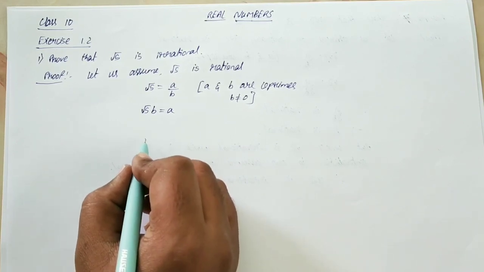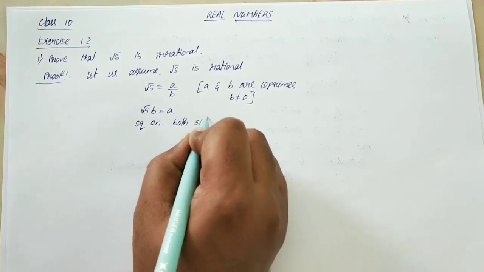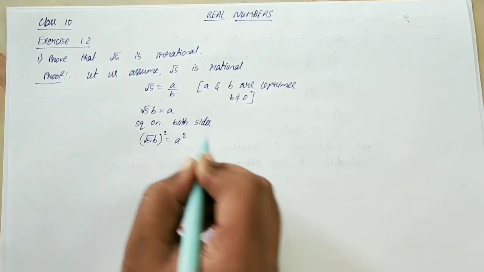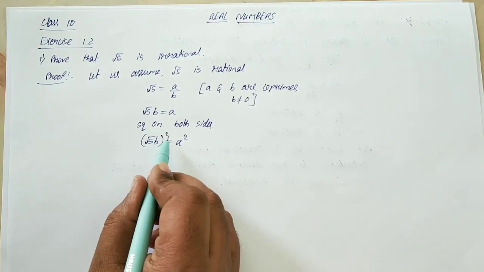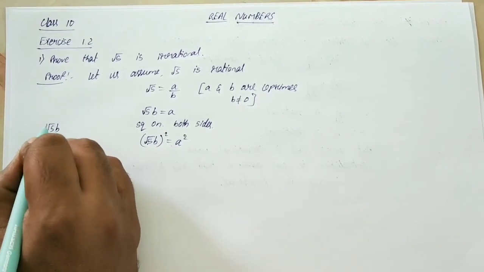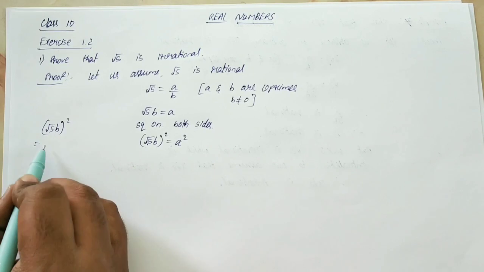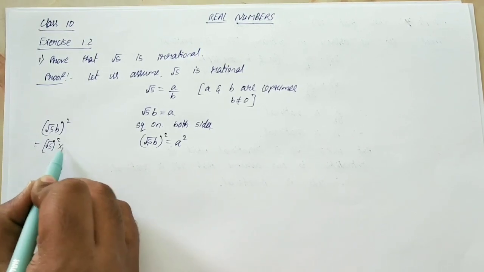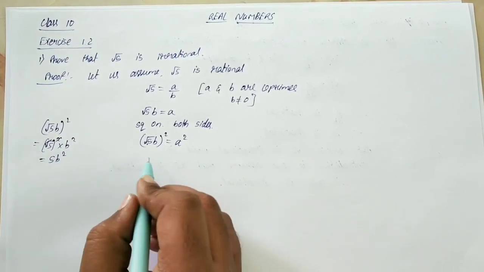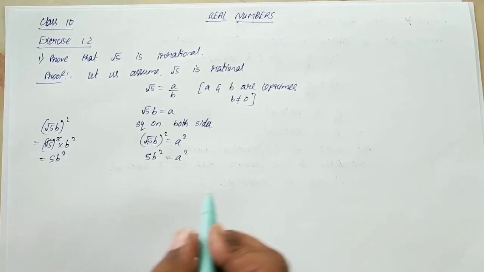In the next step we will do the squaring on both sides. So squaring on both sides, root 5 into b whole square is equal to a square. This square is for both root 5 and b, so root 5 whole square into b square. Here square and square root cancel, remaining 5, and b square as it is. So 5b square is equal to a square.